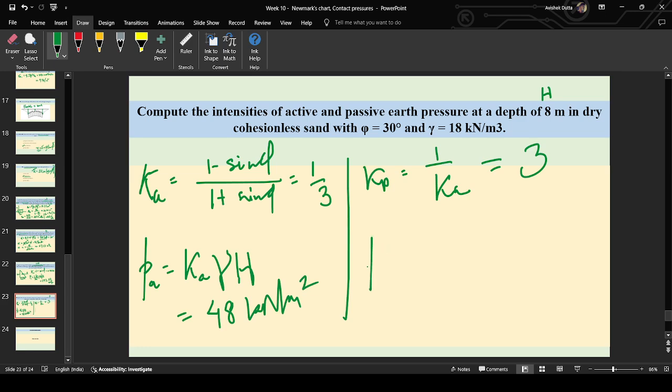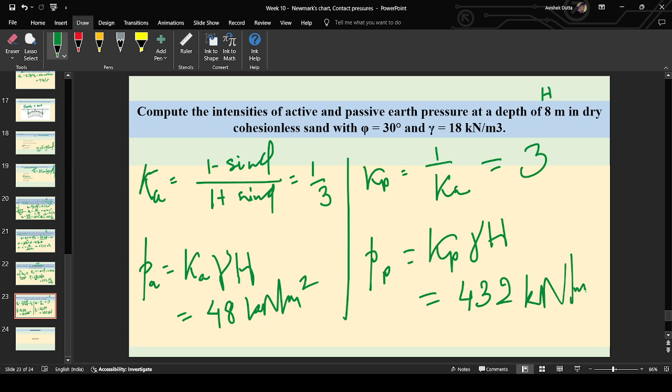And what is the passive earth pressure? Passive earth pressure is Kp into gamma h. So it is, I believe, 432. Please solve it and check it. Okay, Kp equals 3, gamma equals 18, and h is 8. Yes, 432.